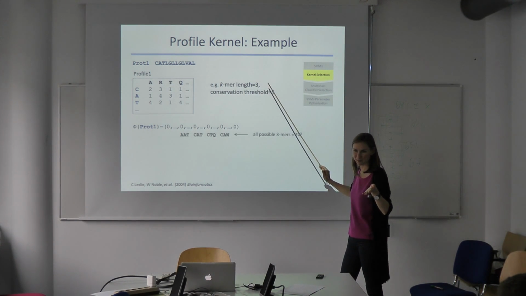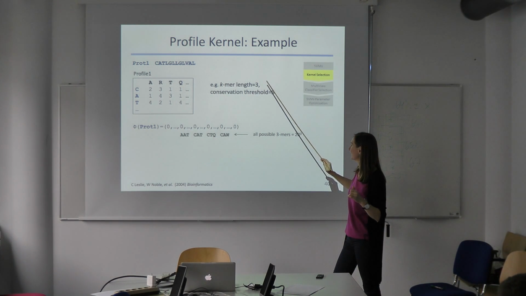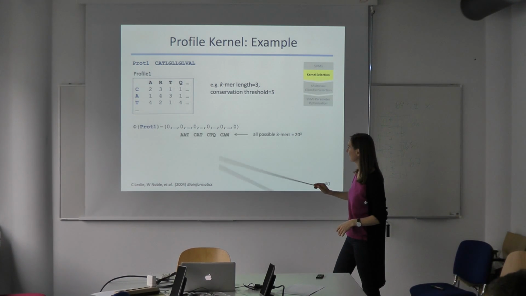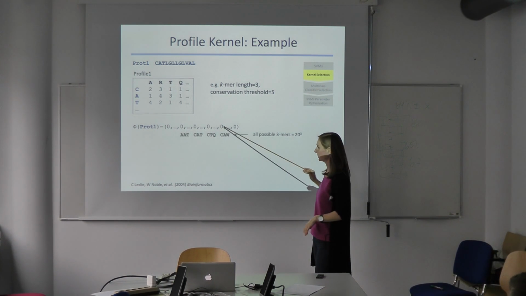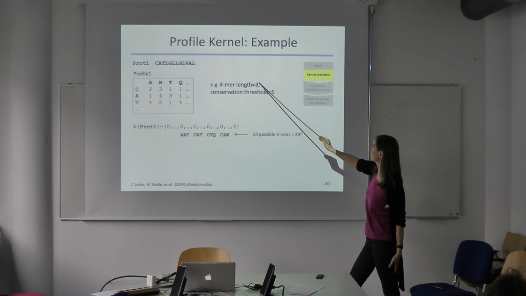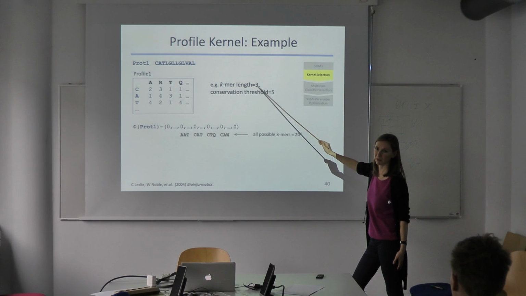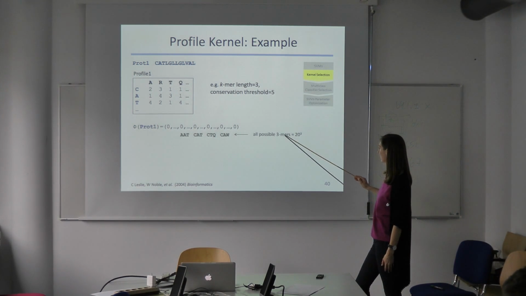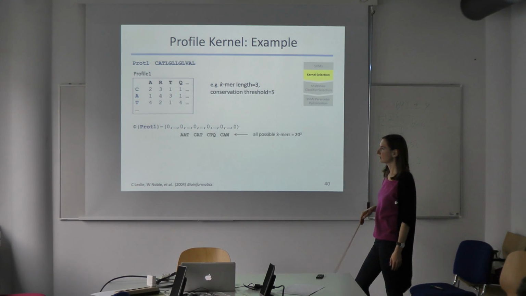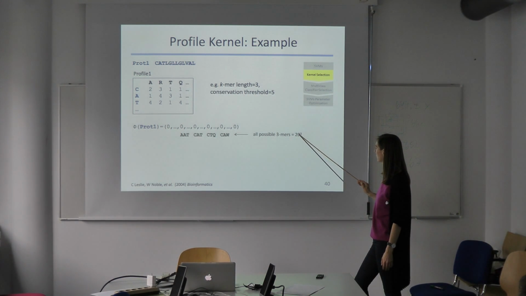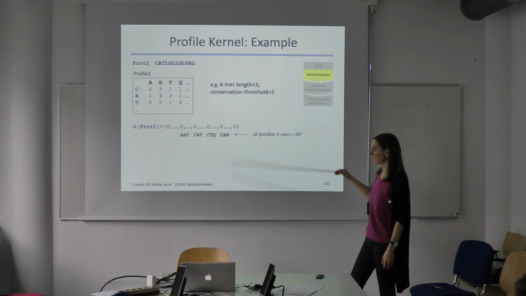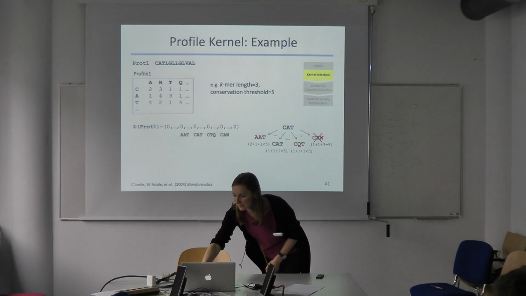Okay, so then you, as a user, define certain parameters. You also define them when you were running this kernel: k-mer length and the conservation threshold. And what happens then is that this kernel function defines a vector of the size of all possible mers of the length as you defined here. In my case, it's 3, so it creates a feature space of 8,000 different k-mers. And this is what happens next.